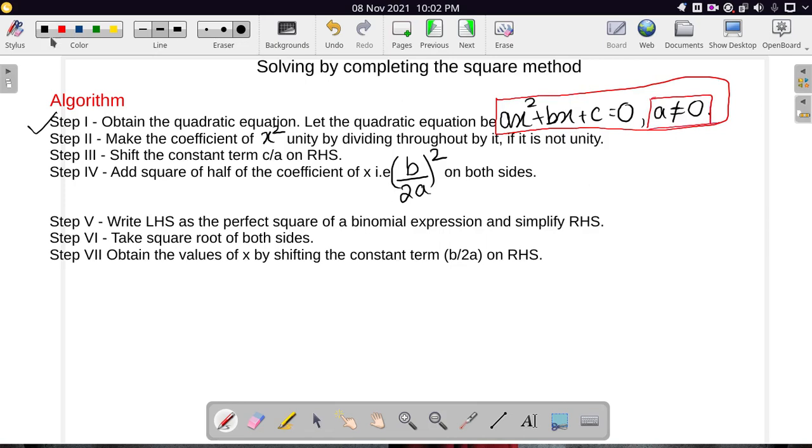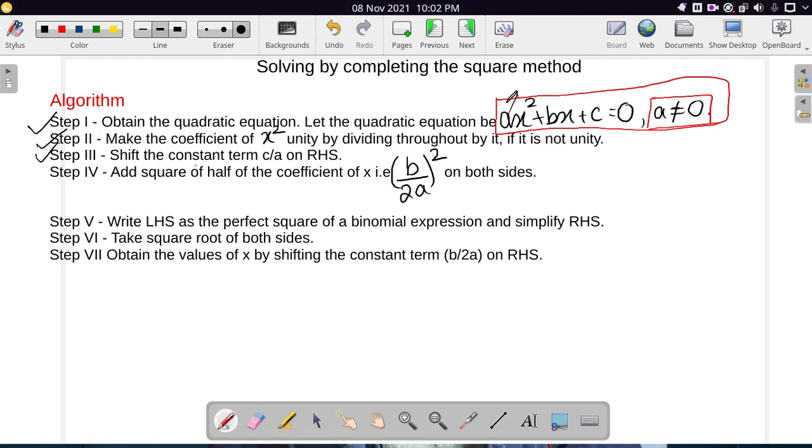Okay. Now they are saying step 2: make the coefficient of x square unity by dividing throughout by it. If it is not unity, it simply means the coefficient of x square over here is a, right? It's not 1, it's a. So our second step, after writing the equation, should be to divide the entire equation, the left hand side as well as the right hand side, by the leading coefficient, which is a. That is step number 2.